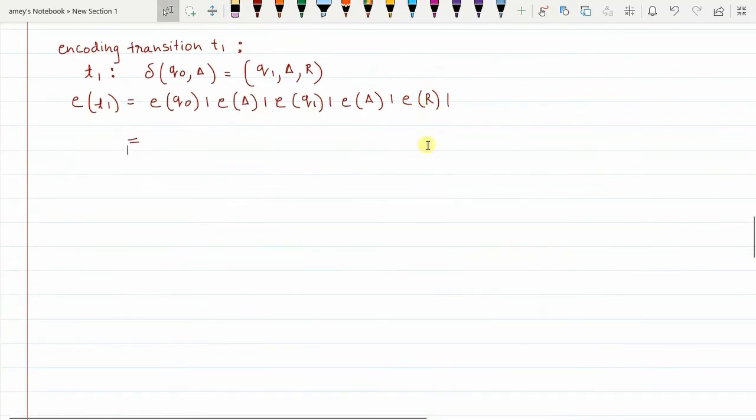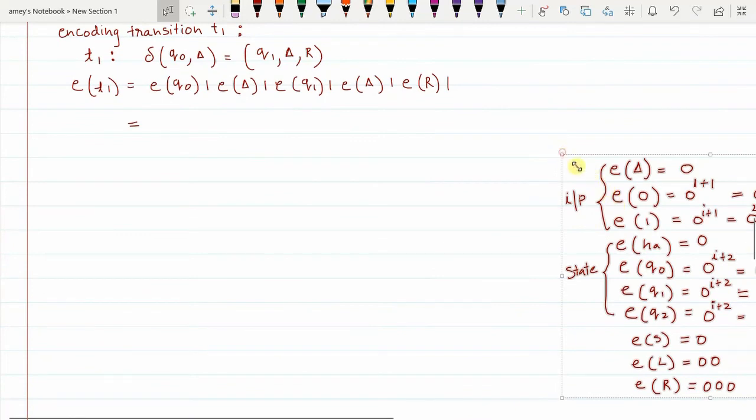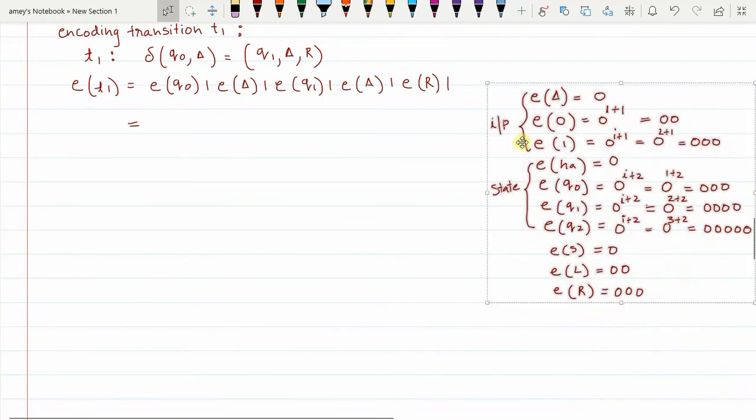Now we have to only apply those formulas, and we have already calculated the encoding values of different inputs and states. Just for reference, I have pasted it here. We will be using it. Now what is encoding for Q0? Encoding for Q0 gives you 3 zeros, right? So you will get 3 zeros, then separate with 1. Then what is encoding for the input? Encoding gives you a single 0. Again separate with 1. Then encoding for Q1 gives you 4 zeros.